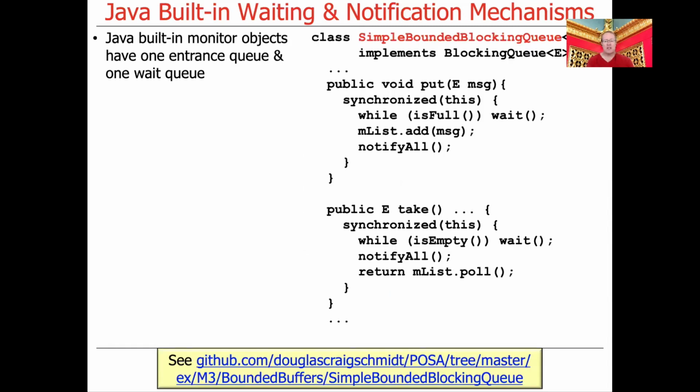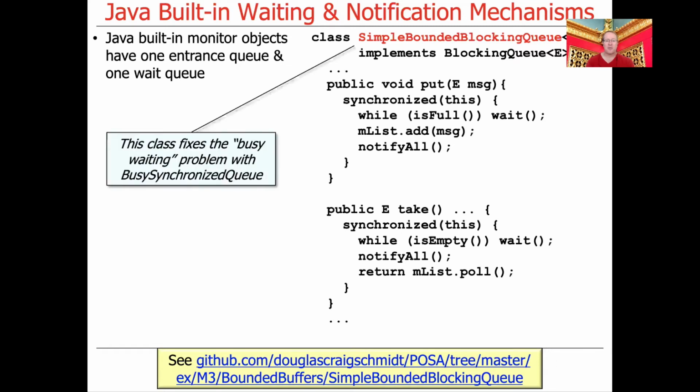So here's a simple example. This is the simple bounded blocking queue example, which is just another variant of what we've been looking at so far, where we had our buggy queue and our busy synchronized queue and so on. This is now the bounded blocking queue. And this implementation fixes the busy waiting problem that we had with the busy synchronized queue.